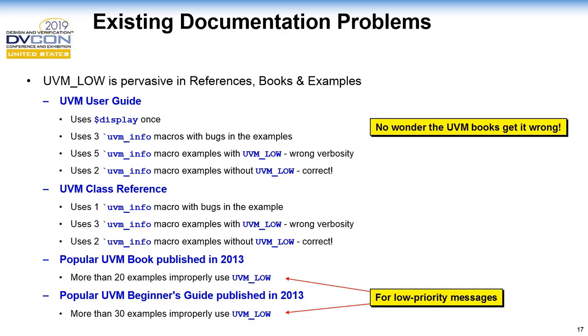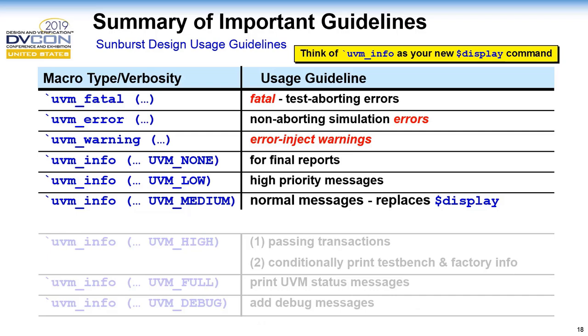And then there was a popular book published in 2013 where more than 20 examples use UVM low. That is wrong. Another popular book in 2013 has more than 30 examples using UVM low. It's wrong. And so users are out there using UVM low all over the place inside of their code. It's the wrong verbosity.